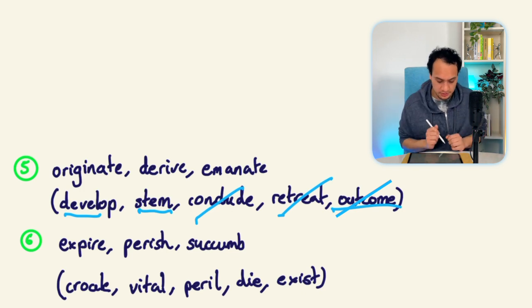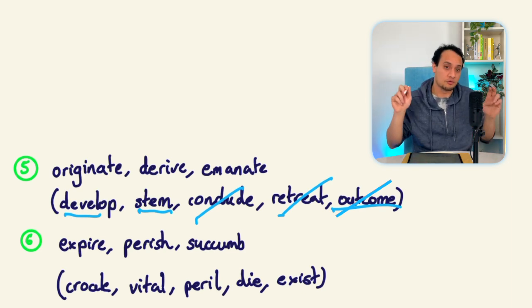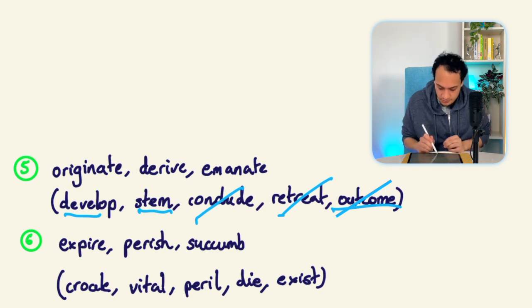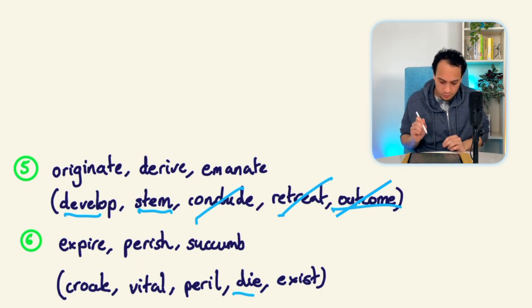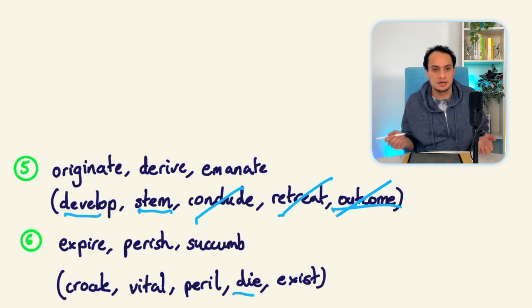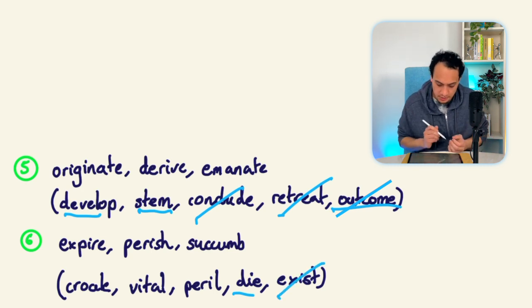And our final example is expire, perish, and succumb. All of these mean, so you might have heard of expired milk or perishable goods, it means that it can die or rot. It's quite obviously going to be die. It's going to be one of the 5. But the final one's a bit more complicated. We have vital, peril, and exist. Now, exist doesn't mean the same thing. Something needs to exist in order for it to die, but they don't have the same meaning. So I'm going to cross that out.